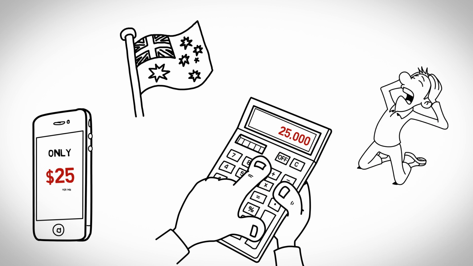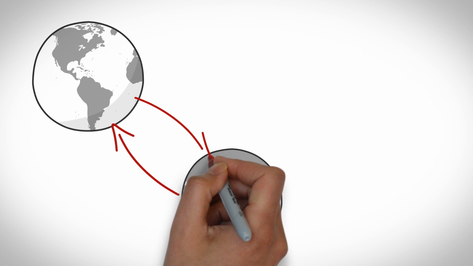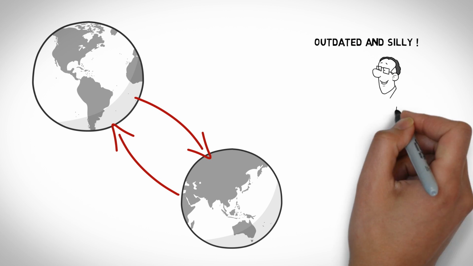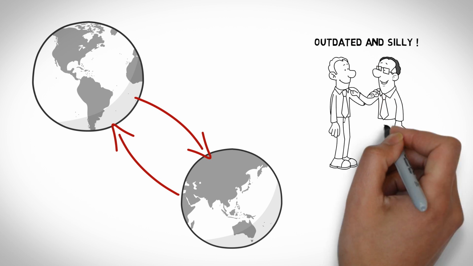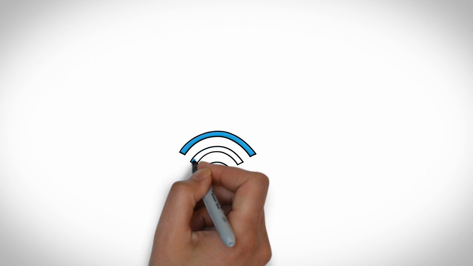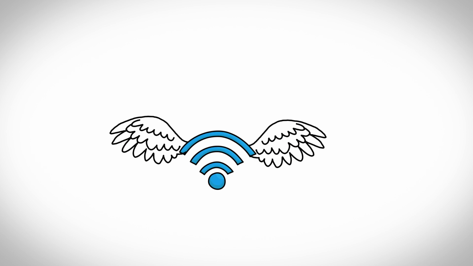$25,000 per gigabyte. Ouch! The reason it's like that is because the data requests actually go all the way back home to New York and then get routed back to Sydney. It's an outdated and silly way of doing things that only serves to make more money for operators. We think that needs to be fixed. The mobile data market deserves to be liberated.